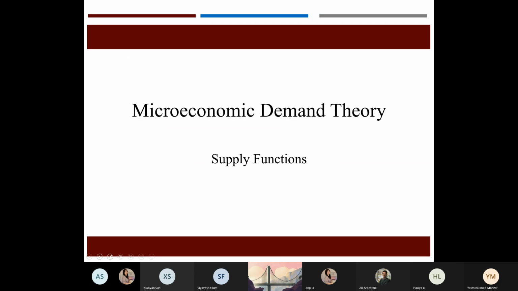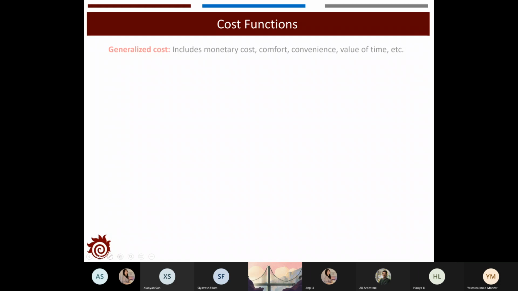The next thing we want to learn is the supply function. We have already learned the demand function. Next we want to identify the supply function, which shows how we determine the price with respect to the volume. The supply function is also called the cost function. For the generalized cost, we usually use monetary cost, comfort levels, convenience, the value of time, or put them together to have a consistent unit.